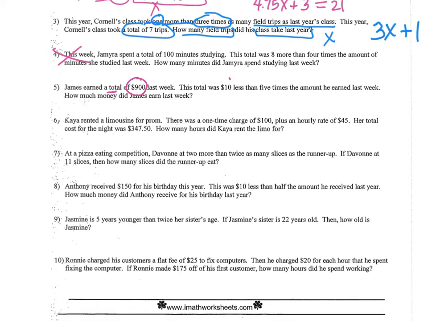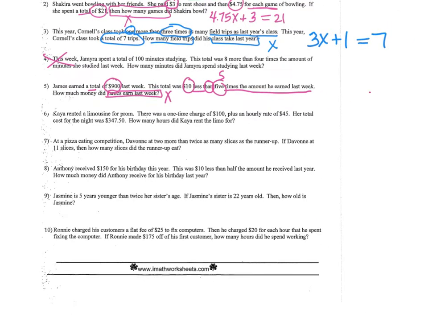This total was $10 less than, that word's going to flip things around, 5 times the amount he earned last week. How much money did James earn last week? Okay, so how much money he earned last week? I don't know. That's my question. So that's my variable. I know that he earned a total of $900.